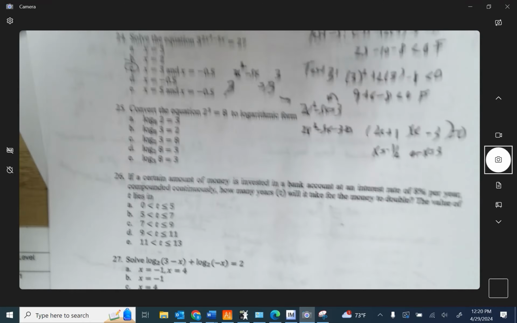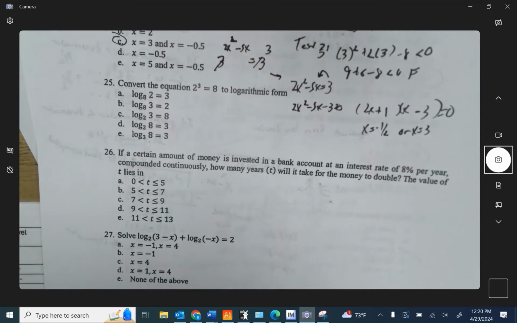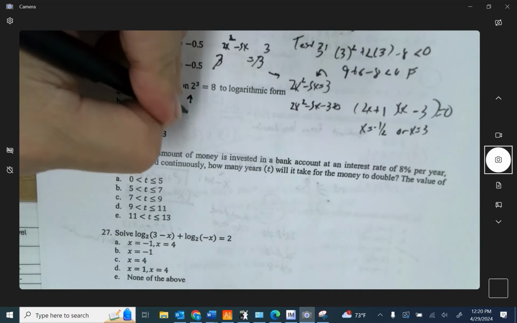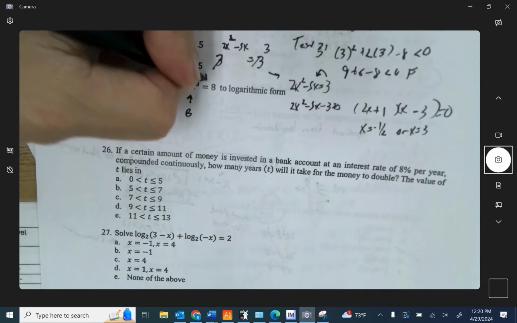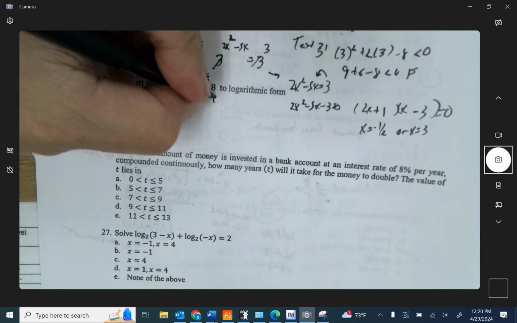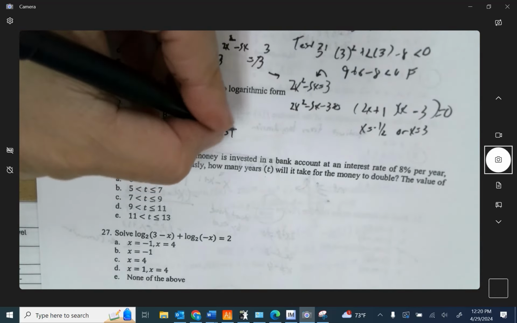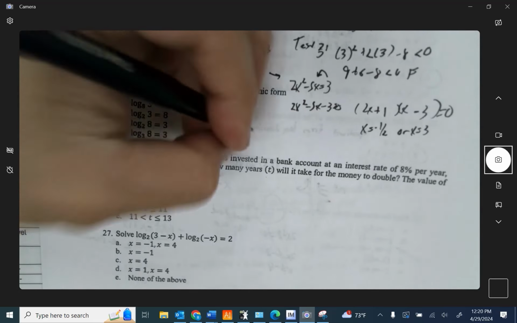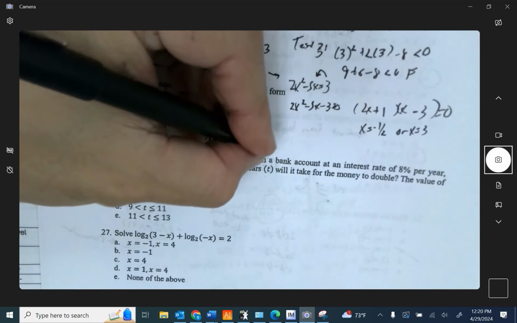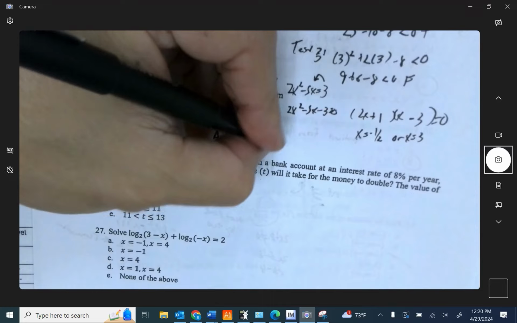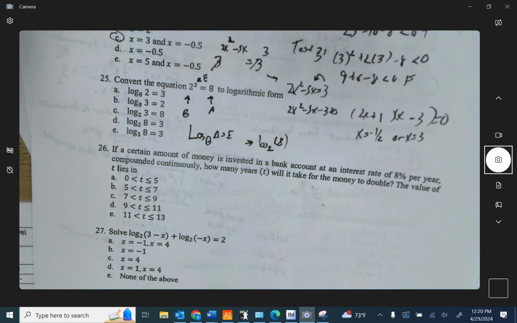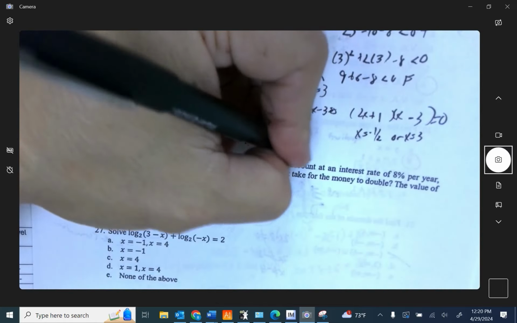Convert the equation 2 cubed equals 8 into logarithmic form. Let's see what we have here. We have a base, we have an exponent, and we have an answer. And I know that log is big. So this is going to be a log whose base is 2. Our argument's going to be 8, because that's saying what power of 2 creates an 8. And the result of that is 3.